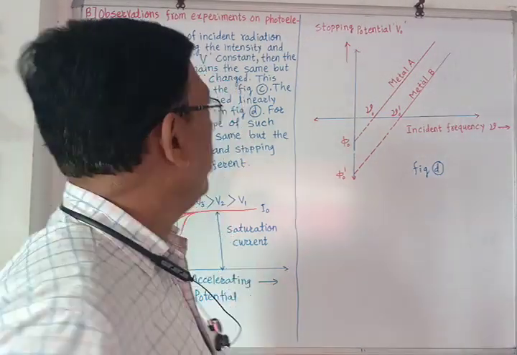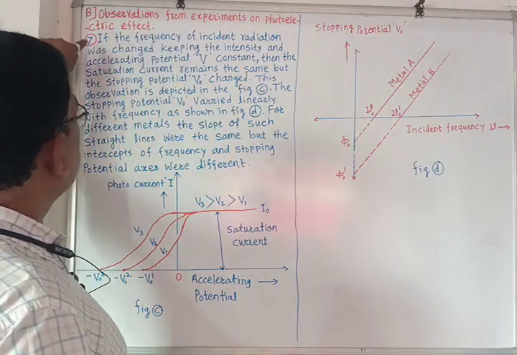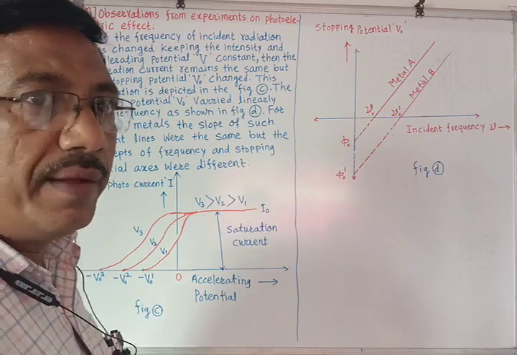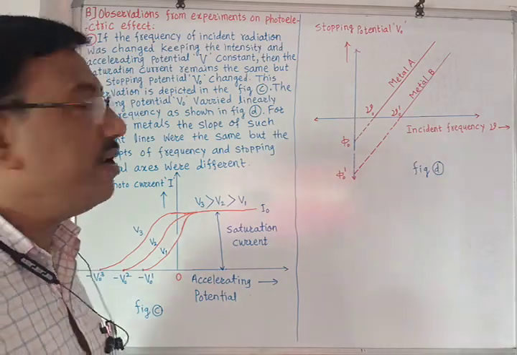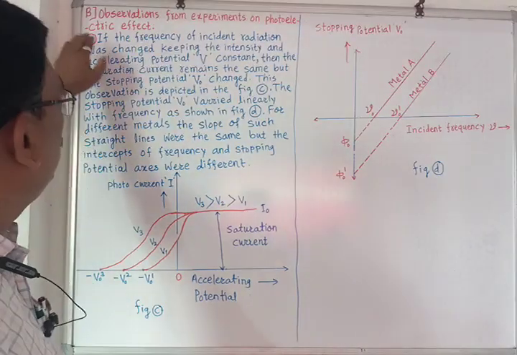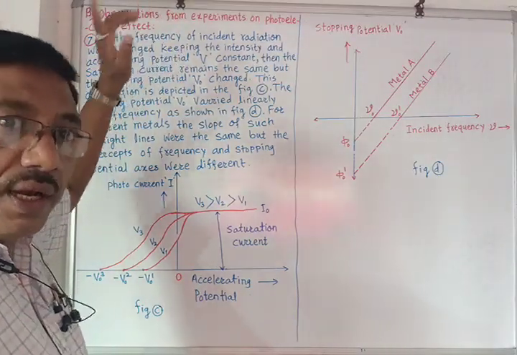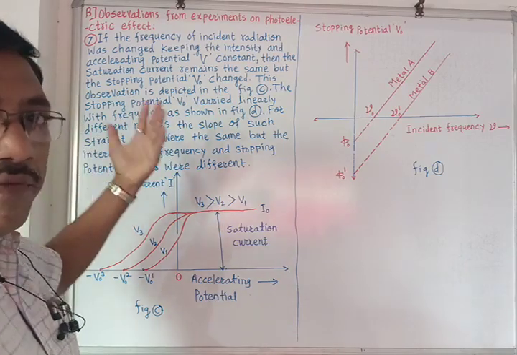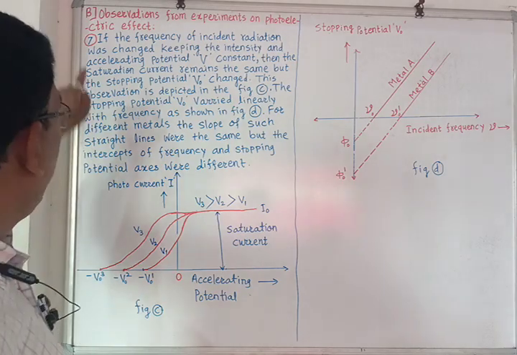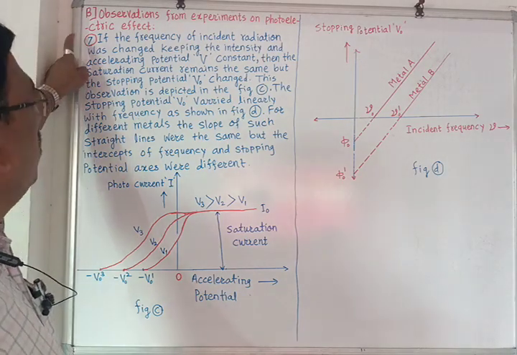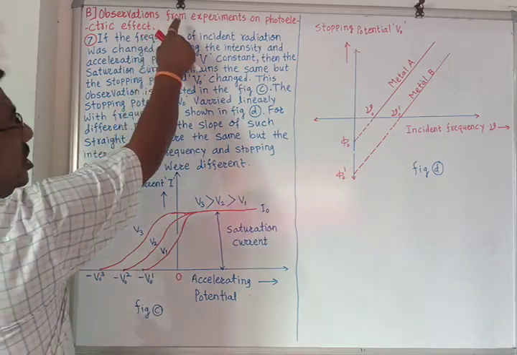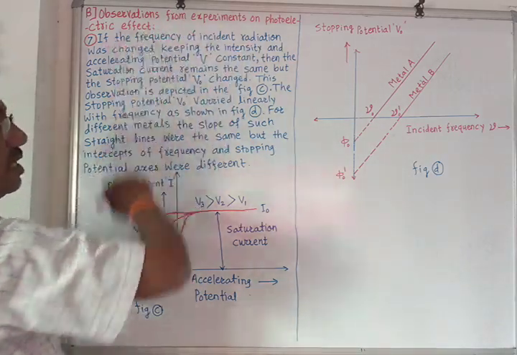Hello students, we are going to see the seventh observation that we have not yet completed, out of 9 observations from the experiment on photoelectric effect. What are the observations? There were 9 observations. Out of 9, we have completed 8 observations, and this 7th one was remaining, that we are going to see today. Observations from experiments on photoelectric effect.